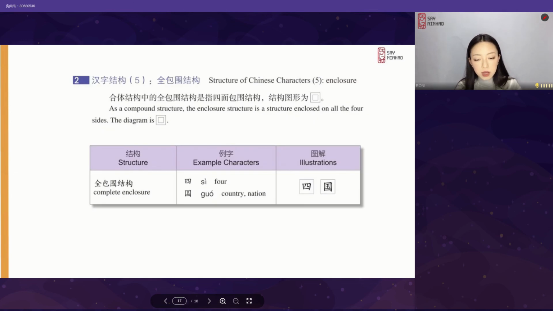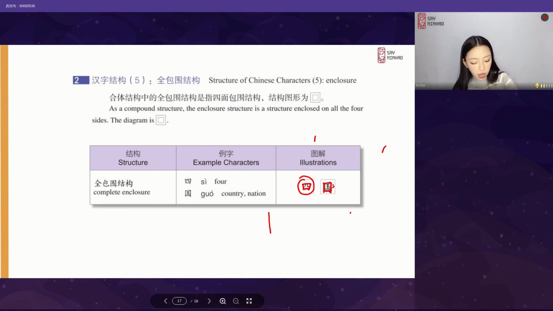Now let's see the next new word. So this is about the structure of the characters. Last time we've learned the half enclosure. This time is the full enclosure one. Full enclosure. Complete enclosure. The first example is 四, four. We can say this frame here is closing the 四, right? It is closing it. And next one, for the country, 国, this structure is closing it too. So we can say it is the full closure structure.